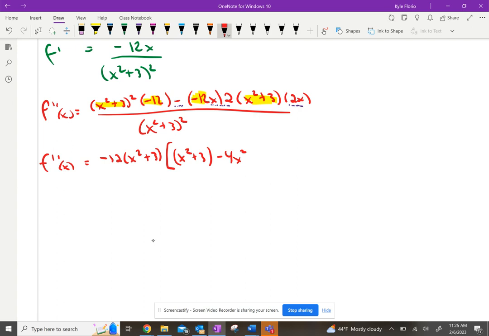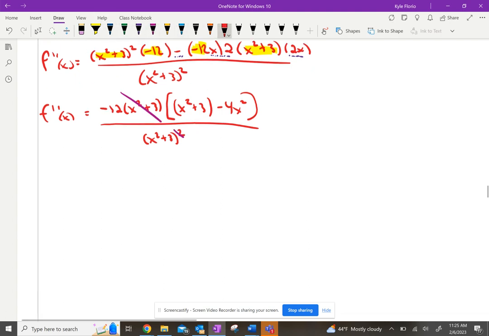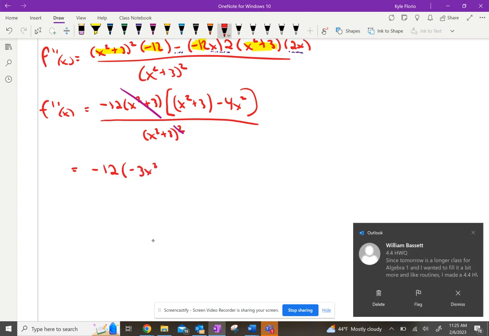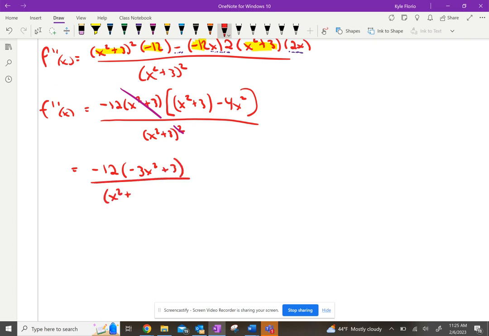And this whole highlighted part and this highlighted part have been taken out. So that's it. Over x squared plus 3 squared. Now, this x squared plus 3 is factored out, so that's going to take out one of those factors, which is nice. So then I'm going to be left with negative 12, and then x squared minus 4x squared is minus 3x squared. So I'm going to have minus 3x squared plus 3 all over x squared plus 3.